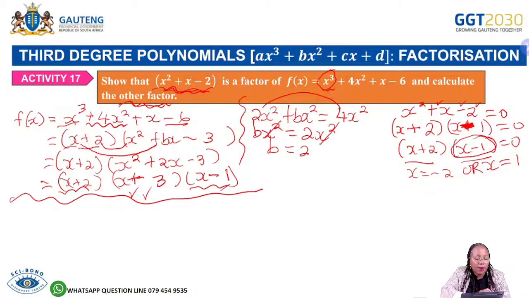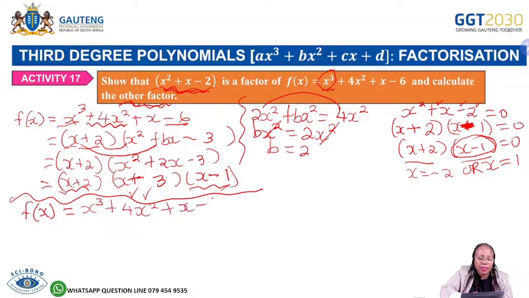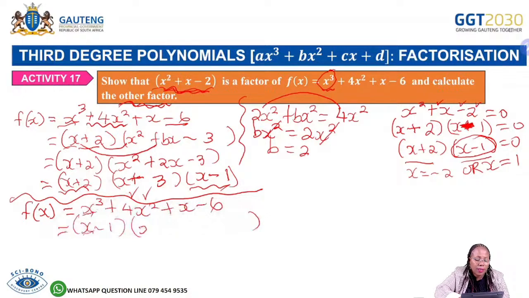And then let's say now the other learner decided to use factor x minus 1. Let's see. x cubed plus 4x squared plus x minus 6. And then now this one decided to use factor x minus 1 to find the trinomial. This will be x cubed divided by x, that is x squared, middle bx, and then minus 6 divided by minus 1, that is a positive 6.